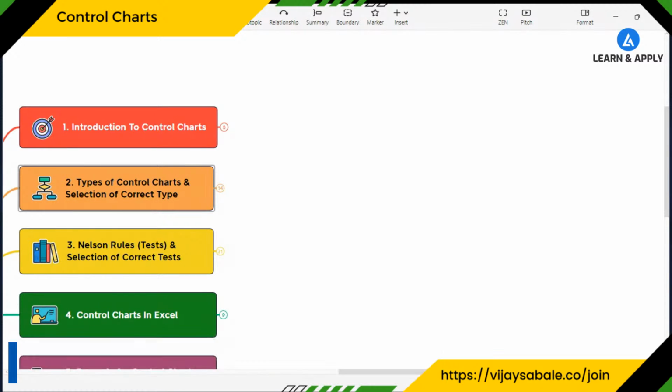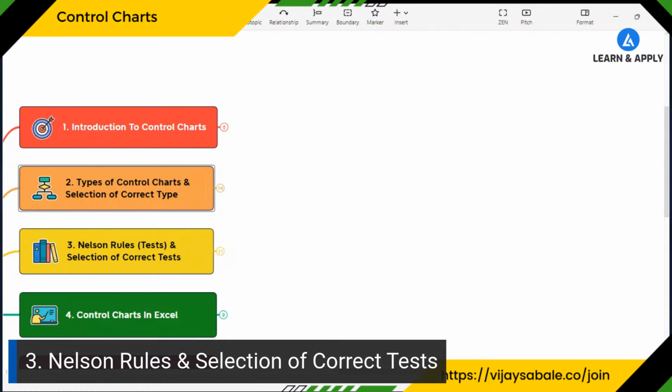Now let's go to the third point. Again, this is a very critical point and we need to understand this. The Nielsen rules, there are 8 Nielsen rules and how we can select the most appropriate Nielsen rules in our application. So the third topic is Nielsen rules and selection of the correct Nielsen rules.